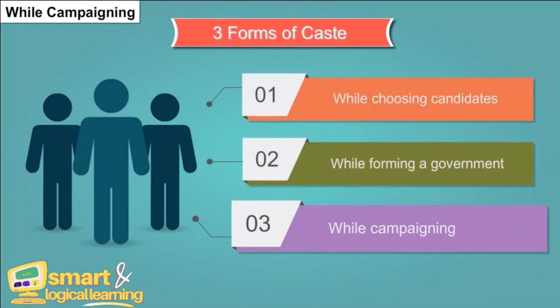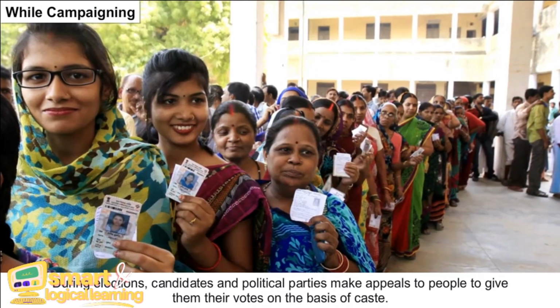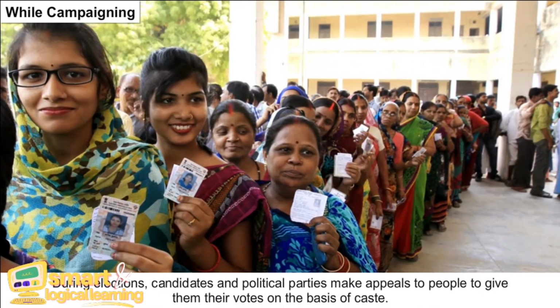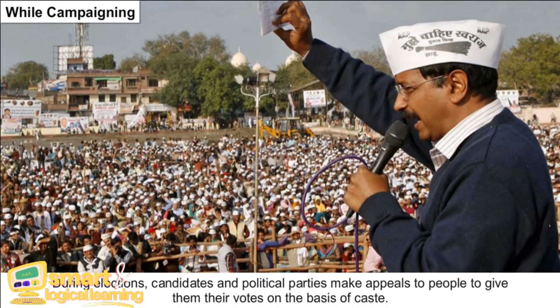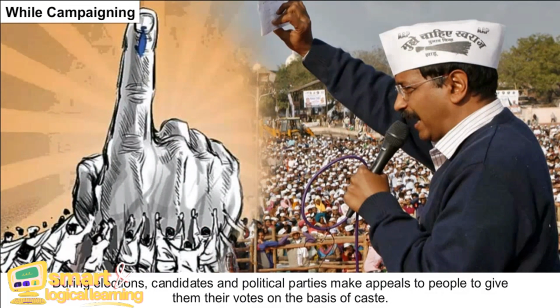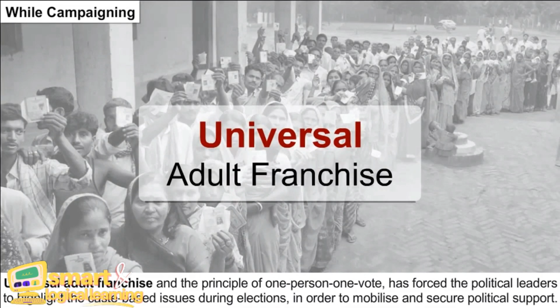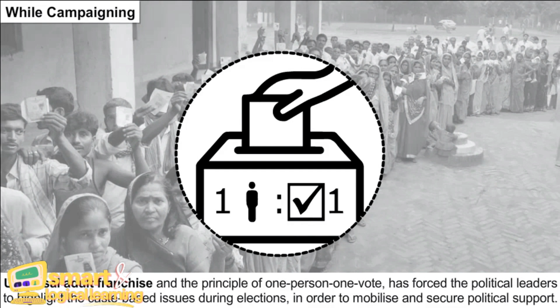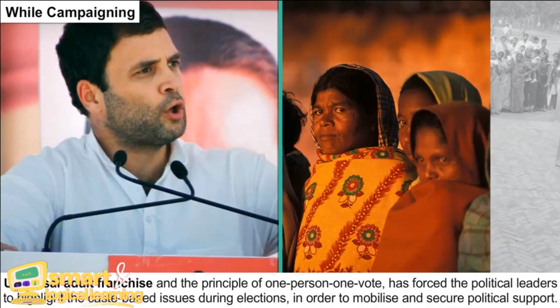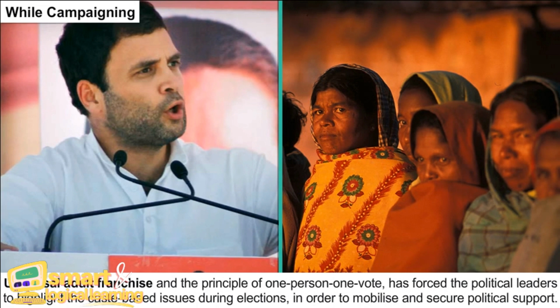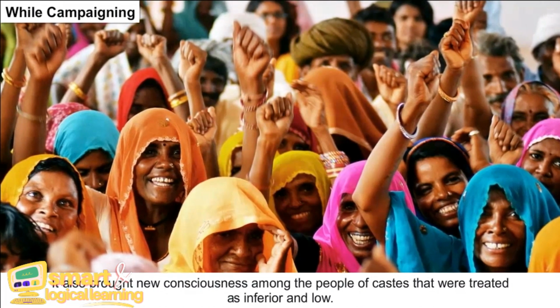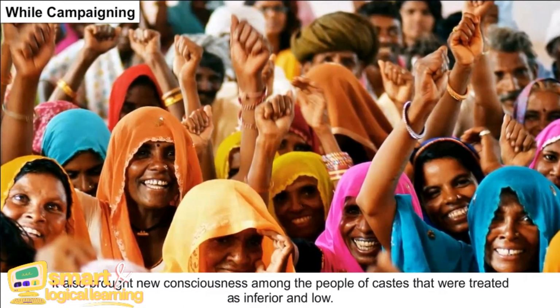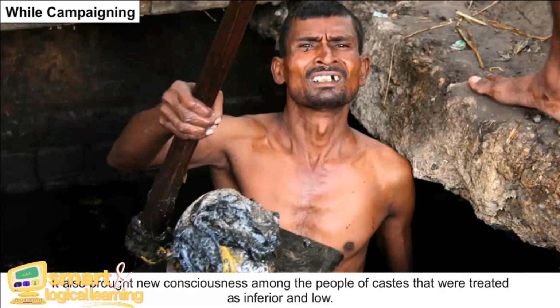While campaigning during elections, candidates and political parties make appeals to people to give them their votes on the basis of caste. Universal adult franchise and the principle of one person, one vote has forced the political leaders to highlight caste-based issues during elections in order to mobilize and secure political support. It also brought new consciousness among the people of castes that were treated as inferior and low.